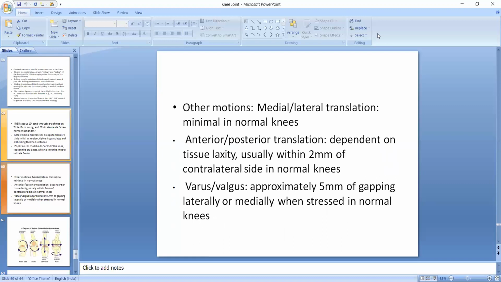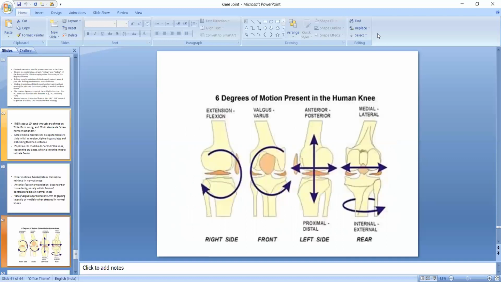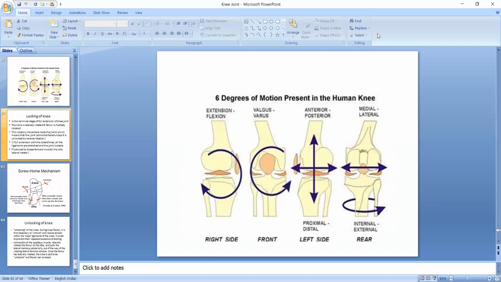Other motions: medial and lateral translations are minimal in normal knees. Anterior and posterior translation depends on tissue laxity, usually within 2 millimeters of the contralateral side. In normal knees, varus and valgus approximate 5 millimeters of gapping laterally or medially when stressed. So we can see six degrees of motion present in the human knee.